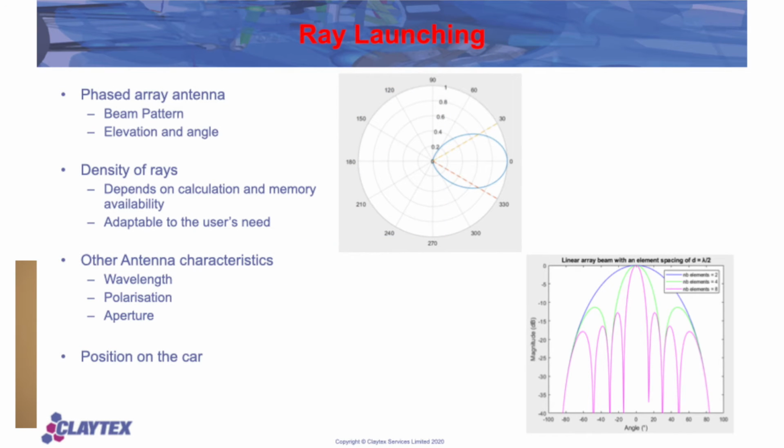So the first step is to launch your rays. In order to do that, you can define all the parameters of your antenna, so the beam pattern, the elevation angle, etc. Here I've put a few examples that are outputted from our simulation and displayed on MATLAB. The density of the rays, if you're working on a specific radar, then you can put it into the sensor and see what you would see with it. You can obviously modify wavelength, polarization, and all these parameters.